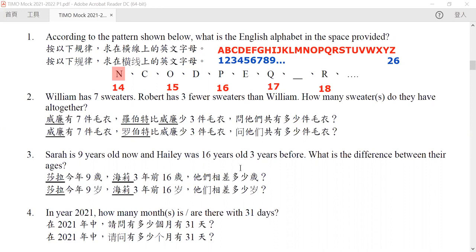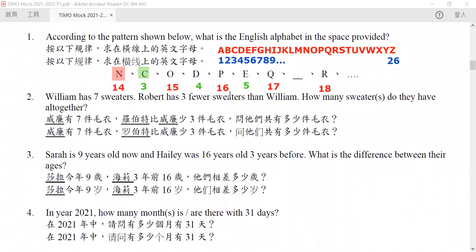orders of all these letters. So for example, C represents 3, and D represents 4. I'm sorry, this is 4, and E is 5, and so on. By converting them into numbers, you can easily see that there are actually 2 patterns here.